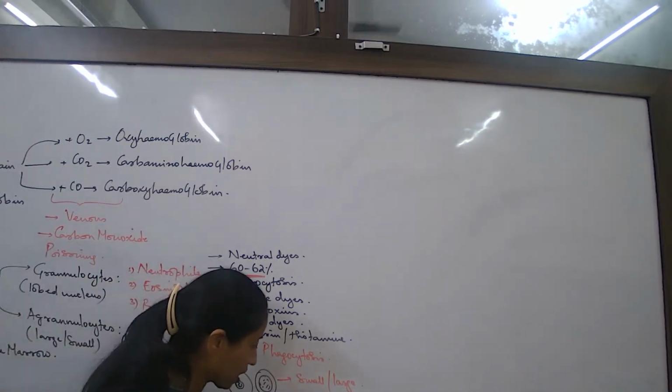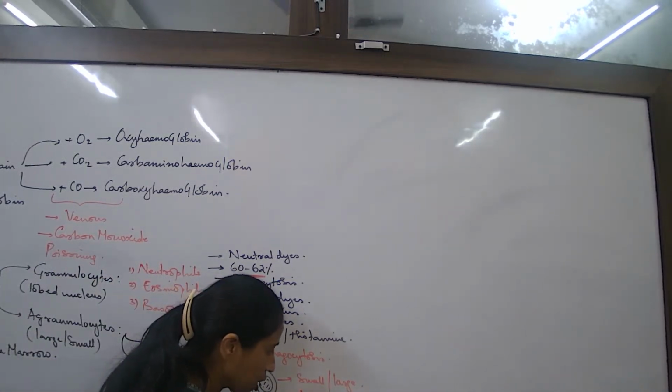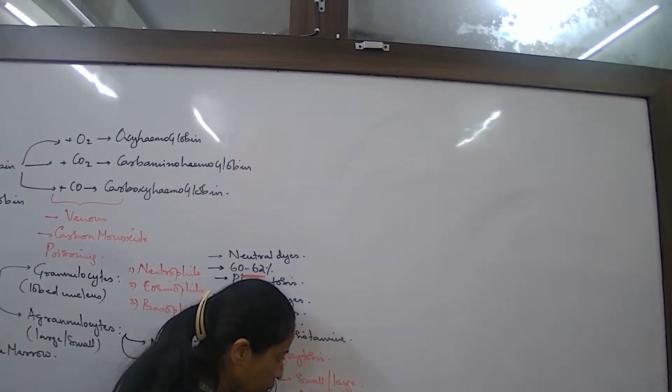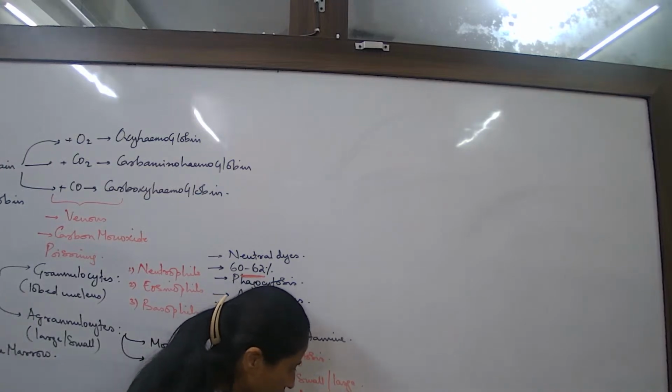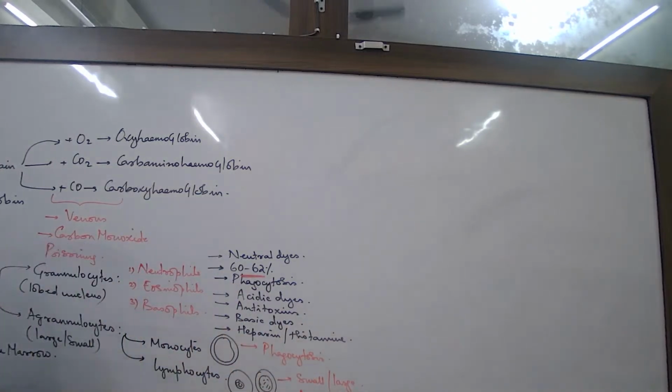How do they show defense? They show defense by releasing special chemical substances known as antibodies. This is very, very important for you. It comes in your paper. Antibodies. What type of chemical substances do they release? Antibodies are released by lymphocytes only.